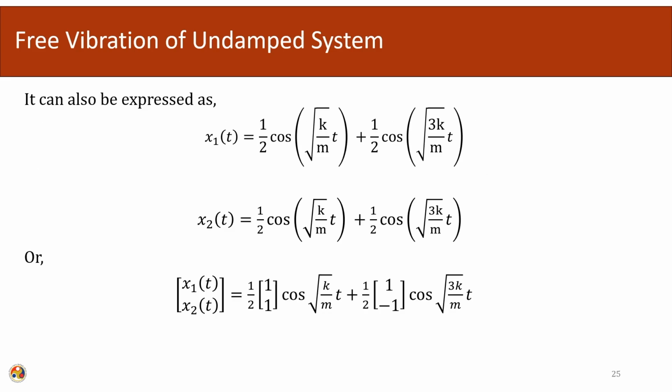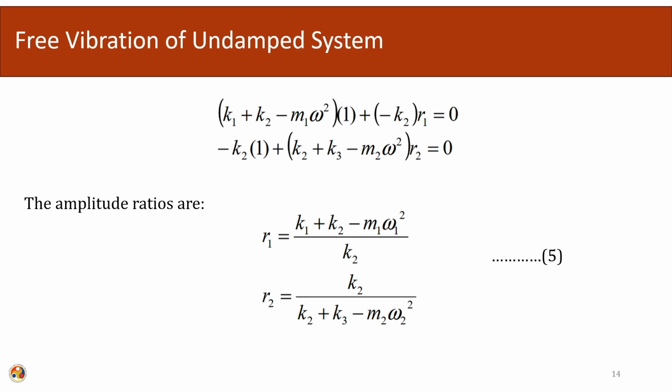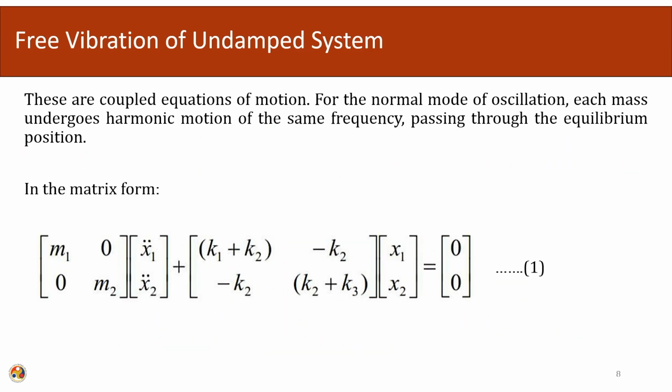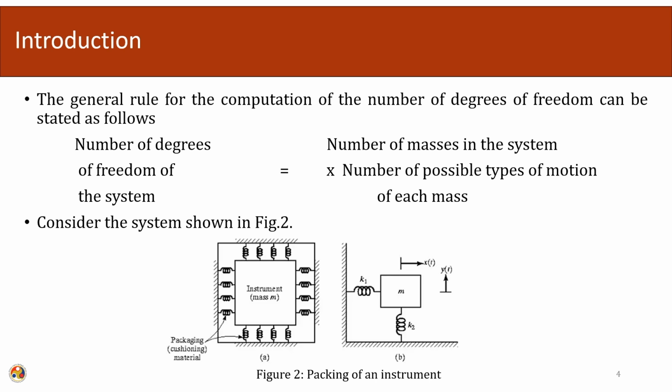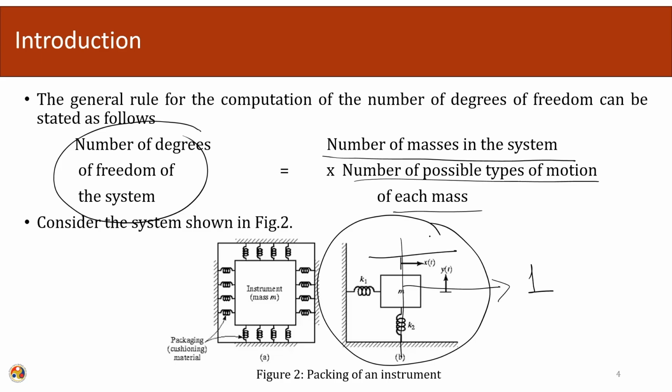As a rule, last time as we have seen, to evaluate the number of degrees of freedom for any given system, we followed this simple rule. The number of degrees of freedom of the system equals the number of masses in the system times the number of possible types of motion for each mass. So, we looked into different types of system. Here the number of mass is 1 and it can move in the horizontal direction and it can move in the vertical direction. So, 2 motions. So, this is a 2 degree of freedom system.